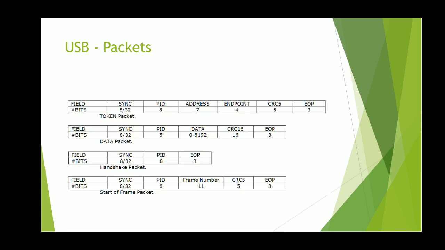This is the basic structure of a USB packet. Here, the token packet is used for control purposes, and the data packet is used for sending data, and the data packet is the largest packet of all four types of packets.